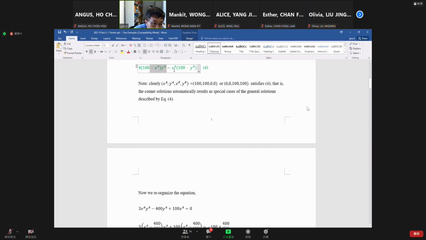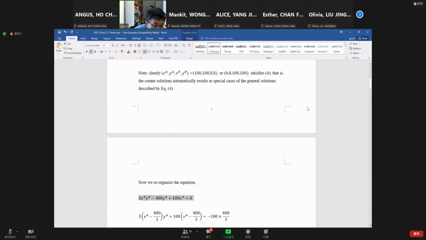this side to this side, we get 3. At the same time, this one 400YA also moves to the right, we get this one. This 100X, we get this one. So clearly, this one is equivalent to this one, quite the same. But what we can learn, what we can benefit from formulating equation 4 in this way, something really important.